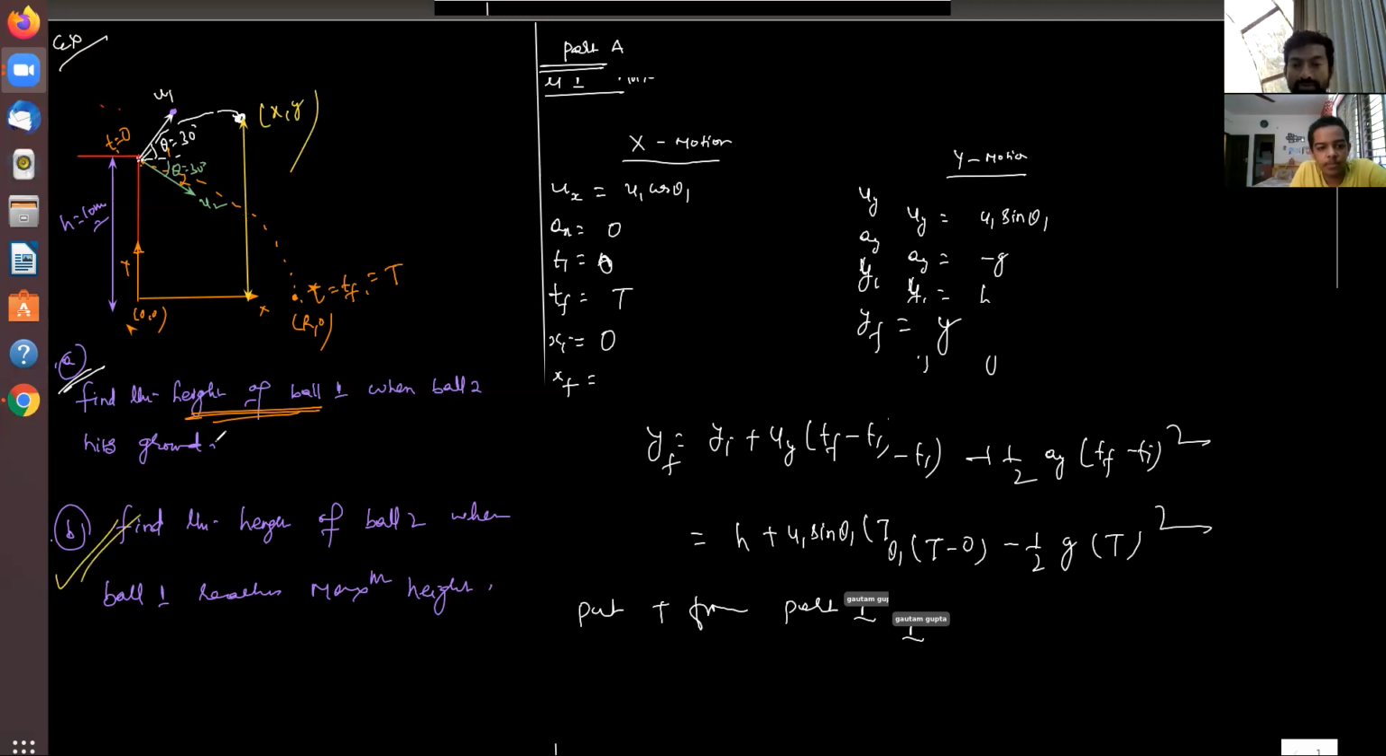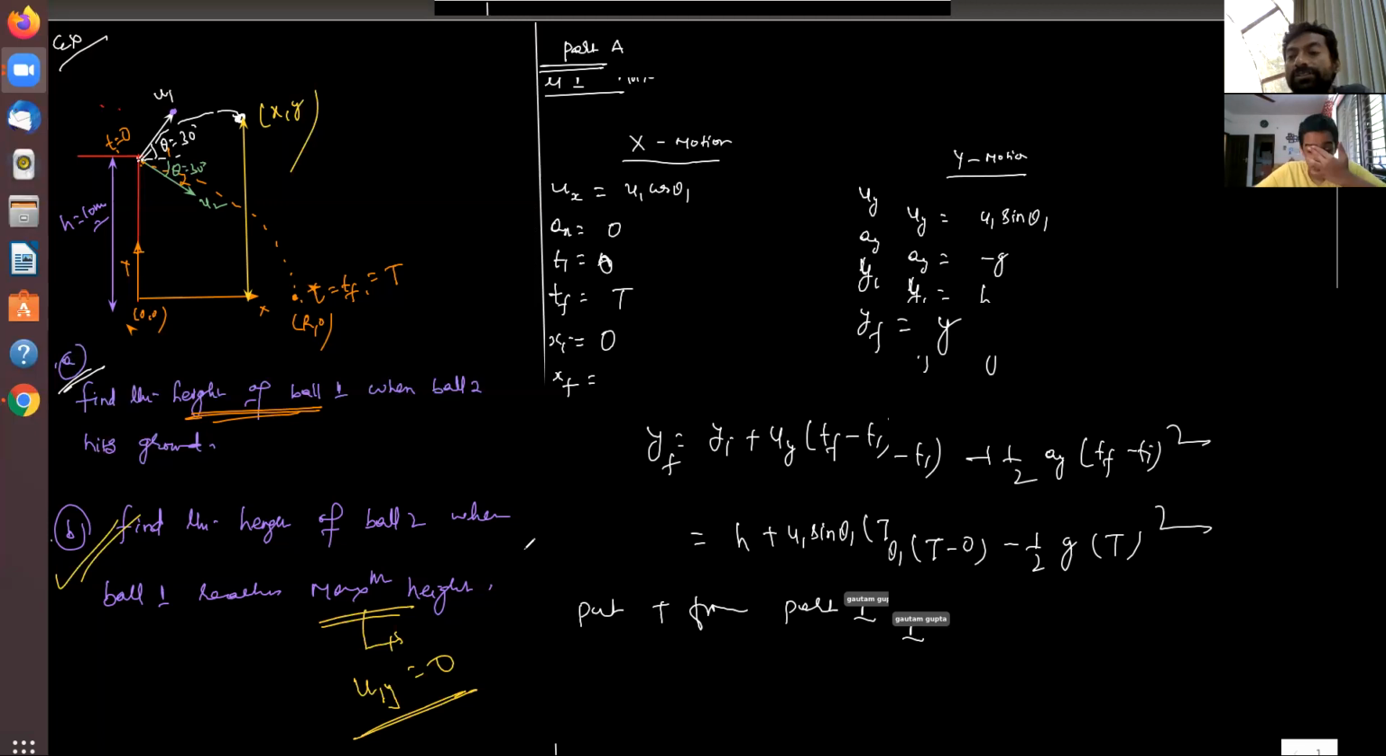So in part 2, find the height of ball 2 when ball 1 reaches maximum height. So when ball 1 reaches maximum height, always remember that at maximum height, the y component of velocity, u1y, will be 0. That is how you find maximum height. At maximum height, the y component of velocity ceases to exist. Any doubt? So this is how you will proceed for any non-standard parabolic question.